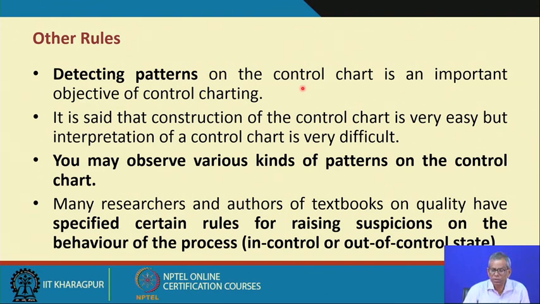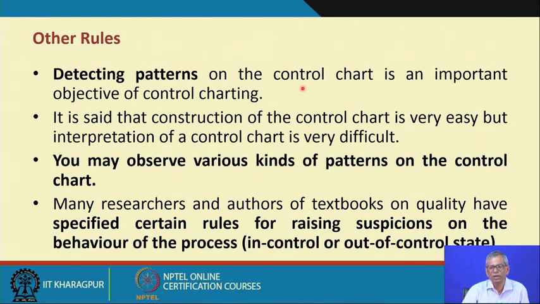Detecting patterns on the control chart is an important objective of control charting. Point number 1. It is said in this context that construction of the control chart is very easy. You follow the steps, you learn the steps, you get the data, and you can propose a control chart of any type. But interpretation of a control chart is very difficult.